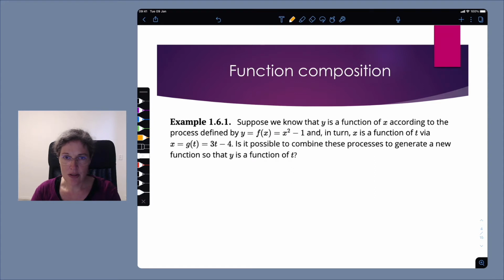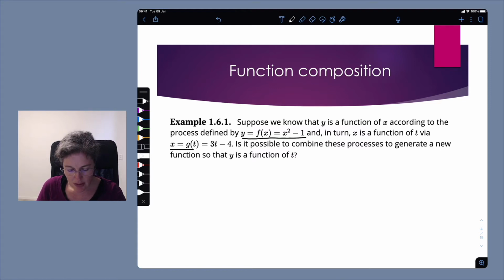So let's have a look at how this works in slightly more formal language. Suppose we've got a function y, and it's a function of x, according to this process here: y is equal to x squared minus 1. And in turn, we know that x is some function of t via the process x is equal to 3t minus 4. Is there some way that we can combine these so that we can actually say that y is a function of t?